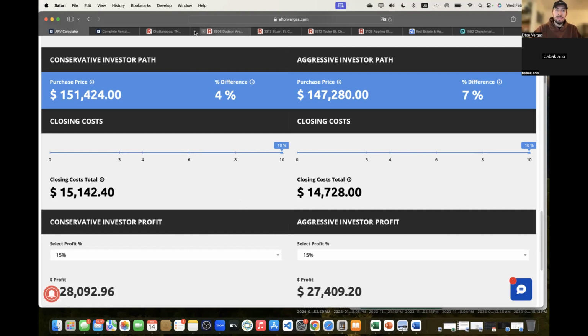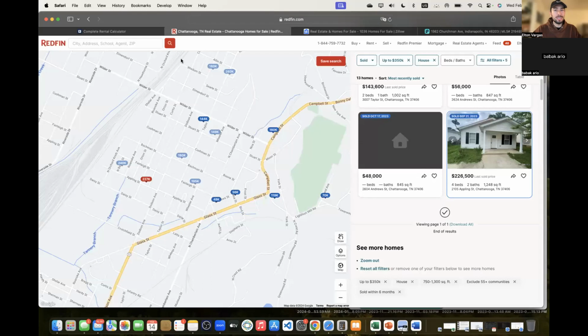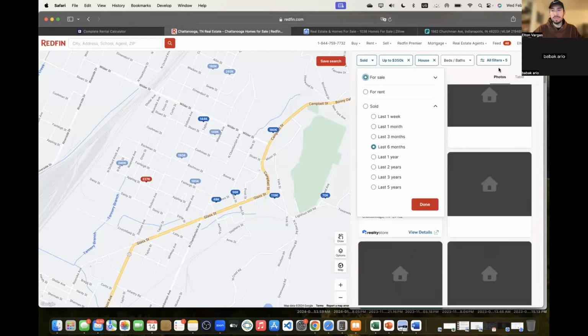Now that we've done the fix and flip, now my favorite part is honestly the rentals. I love doing rental properties. So let's check out and see what we're able to find in terms of the rentals.